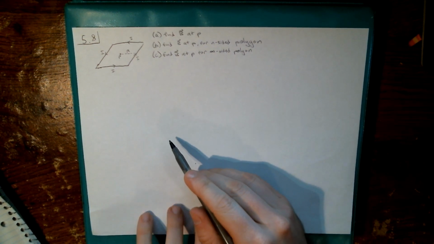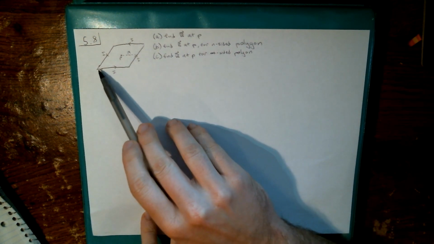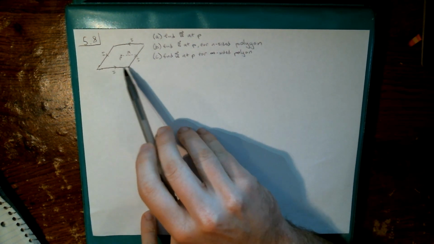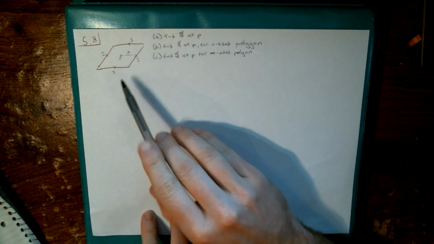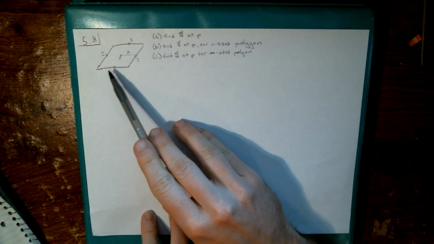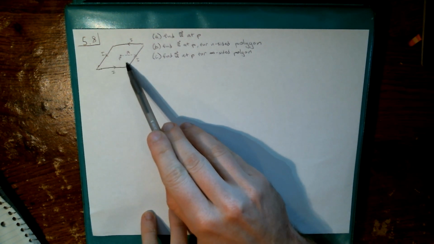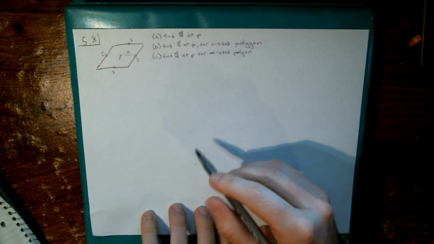To start, essentially we're just going to be finding the magnetic field due to each of these straight sections and then adding them all together. So first we need to know how to find the magnetic field due to a single straight wire, and that'll make everything much more trivial.